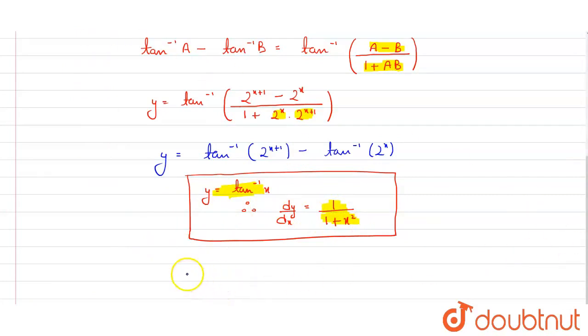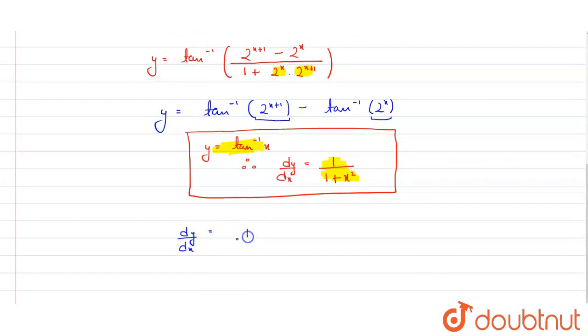So what I'll get here, dy upon dx, is equal to the derivative of tan inverse, where x value is this for the first and this for the second. Watch it carefully. I'll get 1 upon 1 plus x squared, that is 1 upon 1 plus, what is x here, 2 raised to power x+1, whole squared. And again, if y is equal to 2 raised to power x, its derivative will be the same function times log 2, or you can say ln 2. We know this formula.